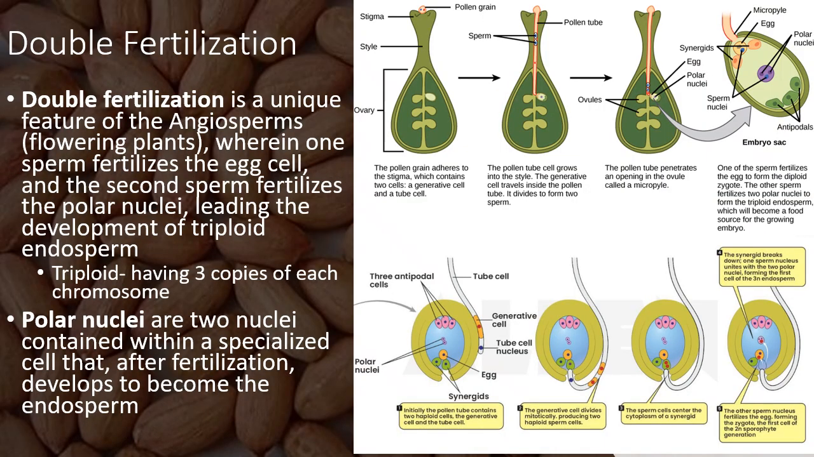Double fertilization is something worth understanding, especially when we look at seed development and successful seed production. Double fertilization only occurs in the angiosperms or the flowering plants. It's a unique feature wherein one sperm cell from the pollen grain fertilizes the egg cell, and the other sperm, which is produced by the same pollen grain, fertilizes a specialized cell, which is called the central cell of the embryo sac. And that cell contains what are called the polar nuclei.